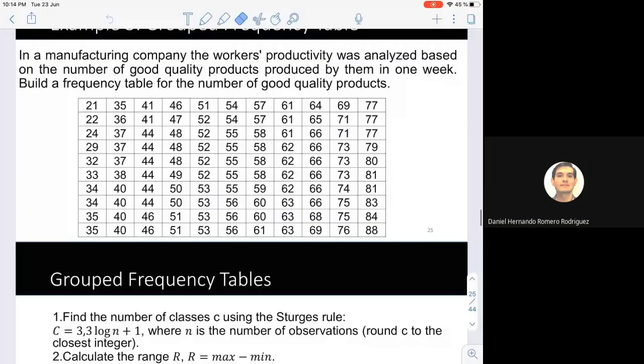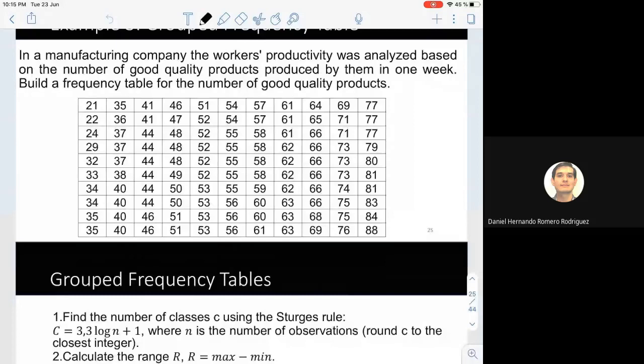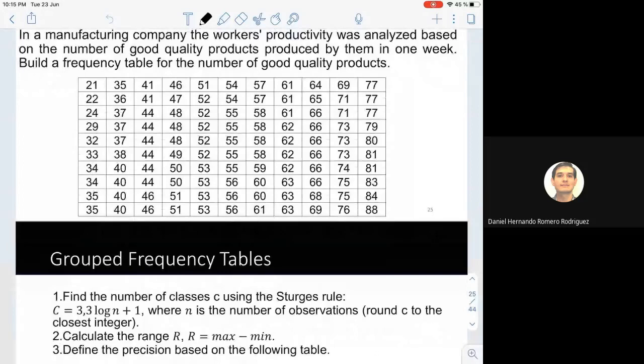So clearly, this variable is discrete, but if you notice, there are multiple different outcomes. For example, 21, 22, 24, 29, 32, up to 88. If we try to assign only one value per row, we will get a pretty long table. Therefore, a better approach will be to group data. That means finding the right intervals per row, so we can aggregate data, and we will get a smaller table, which is going to be easier to analyze instead of a longer table.